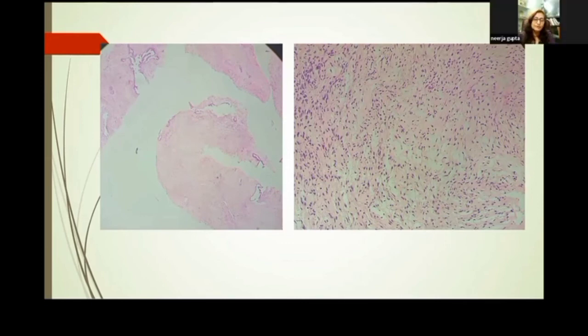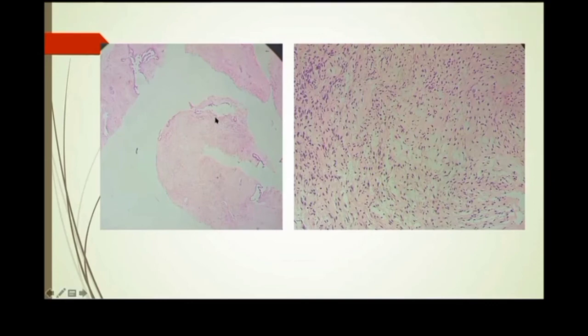Prachi, are you doing it at 10x or 4x? No, ma'am. This view is a scanner view where you could see the four cores, and this is a 10x view. So this is a stromal overgrowth. What was the mitotic count here? Sir, mitotic count was hardly 0 to 1. There was no mitosis in this. There was no foci of necrosis. It was a completely bland tumor.